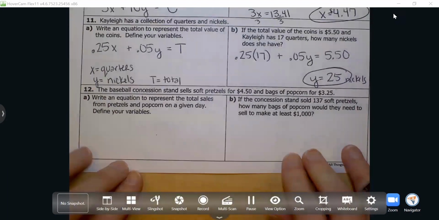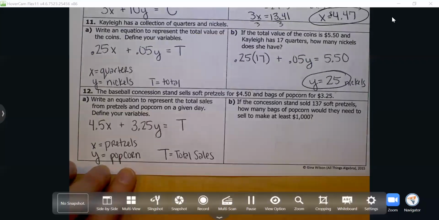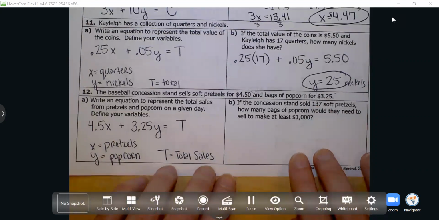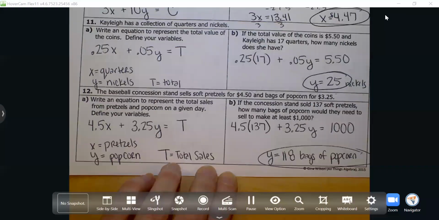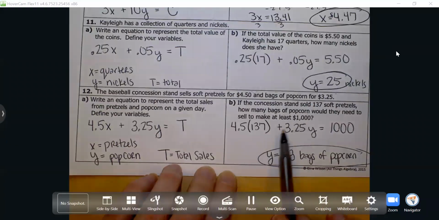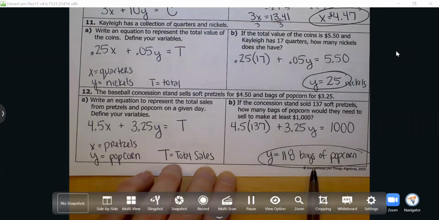Let's try this again with number 2. Pause the screen, see if you can write an equation for number 12. Check your answer in a few seconds. Hopefully you have something very similar to this. Now go ahead and see if you can plug in 137 for those pretzels to make $1,000. Check your answer, see if you solved and got 118 bags of popcorn.